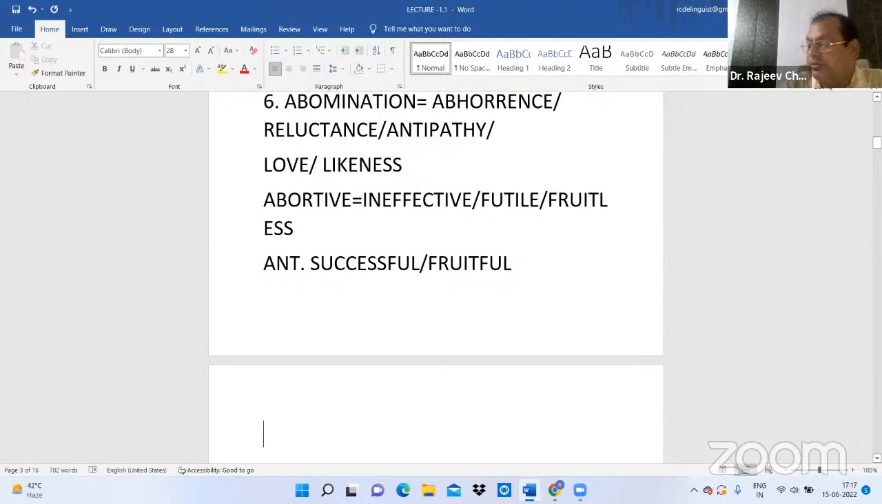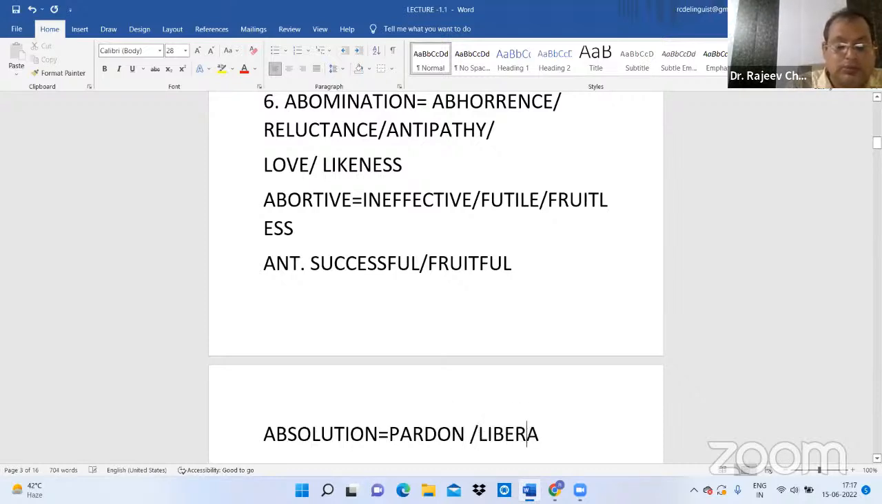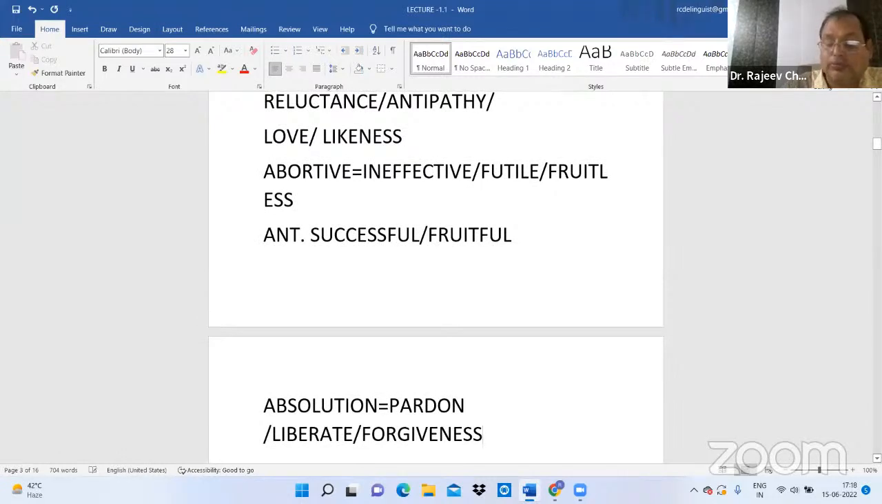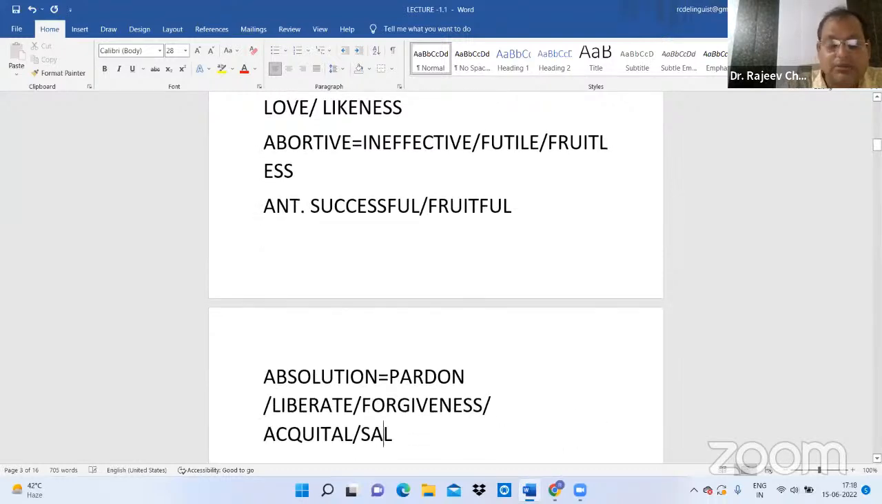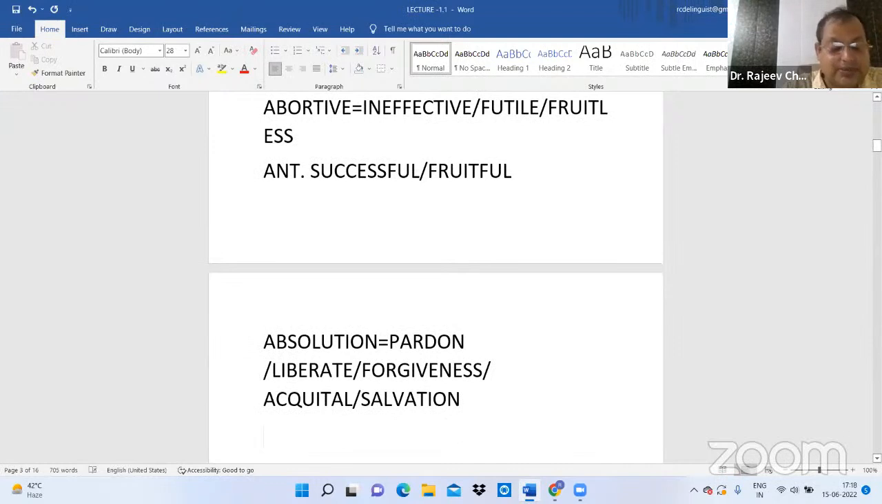Another word, absolution. Absolution means to free someone from sin. Freeing from sin, that is absolution. Declaring liberation. Pardon, liberate, you can say like this. Forgiveness, acquittal, salvation. There are many words.